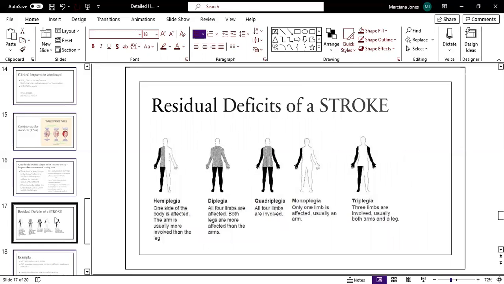Okay, if all those words sound foreign to you, monoplegia, hemiplegia, paralytic syndrome, all of this, I broke it down in even more detail for you. Residual deficits of a stroke. Hemiplegia is when one side of the body is affected. The arm is usually more involved than the leg. Diplegia is when all four limbs are affected. Both legs are more affected than the arms.